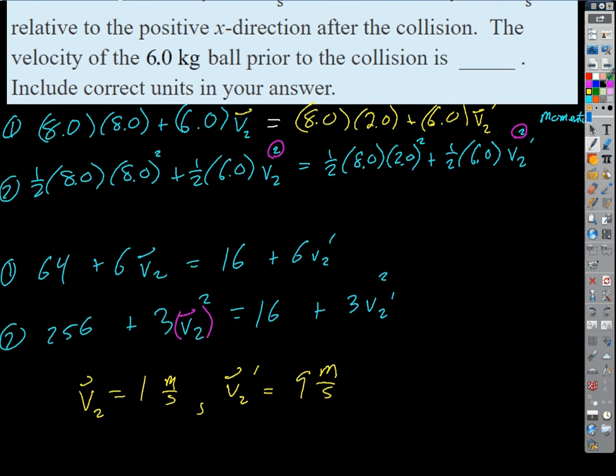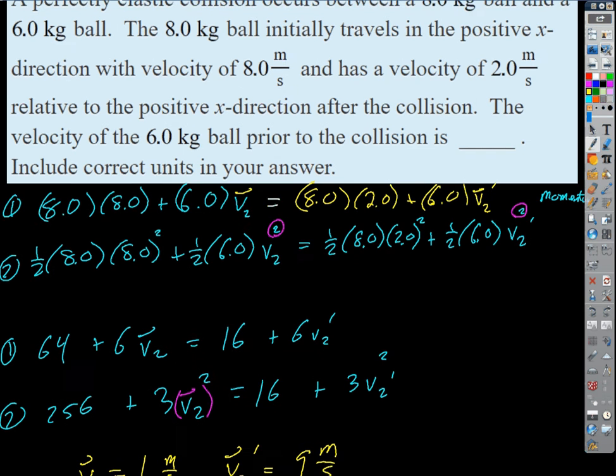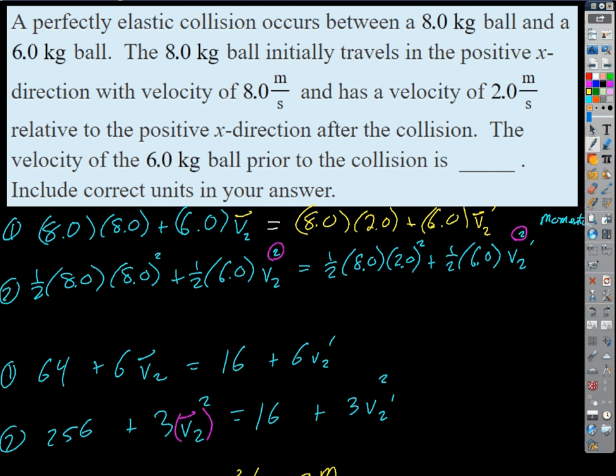Okay, look at the original problem. Let's see if that makes sense. So if the 8 kilogram ball is coming in with a velocity of 8 meters per second, and it's leaving with a velocity in the x direction of only 2 meters per second, right? What has to be happening between ball 1 and ball 2? It has to transfer some momentum, some positive momentum to ball 2, doesn't it? Right? Because it's leaving with less. Furthermore, it has to transfer some energy to ball 2, right? So ball 2 is going to come out with the most energy, and for sure it's going to get most of the momentum in the x direction.